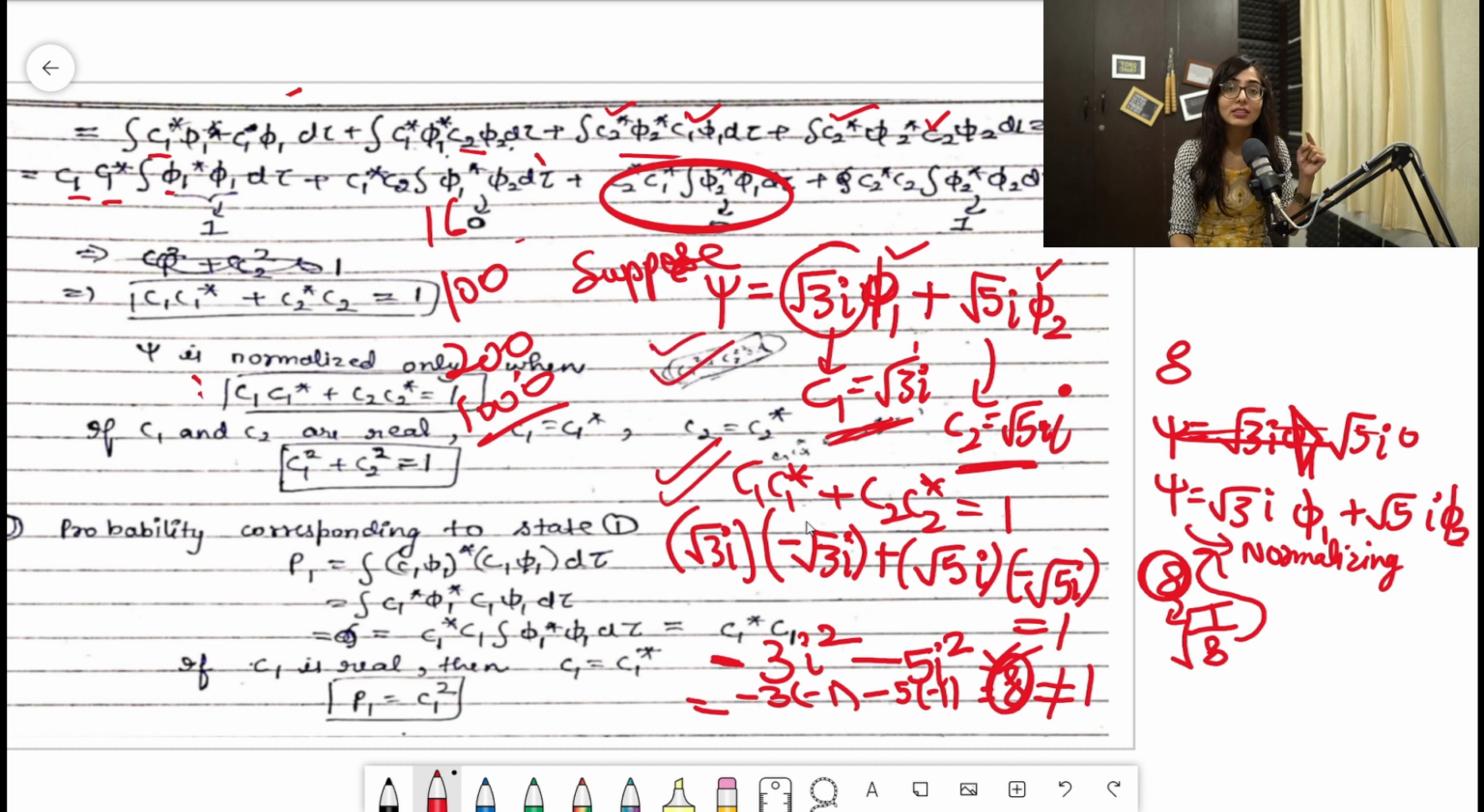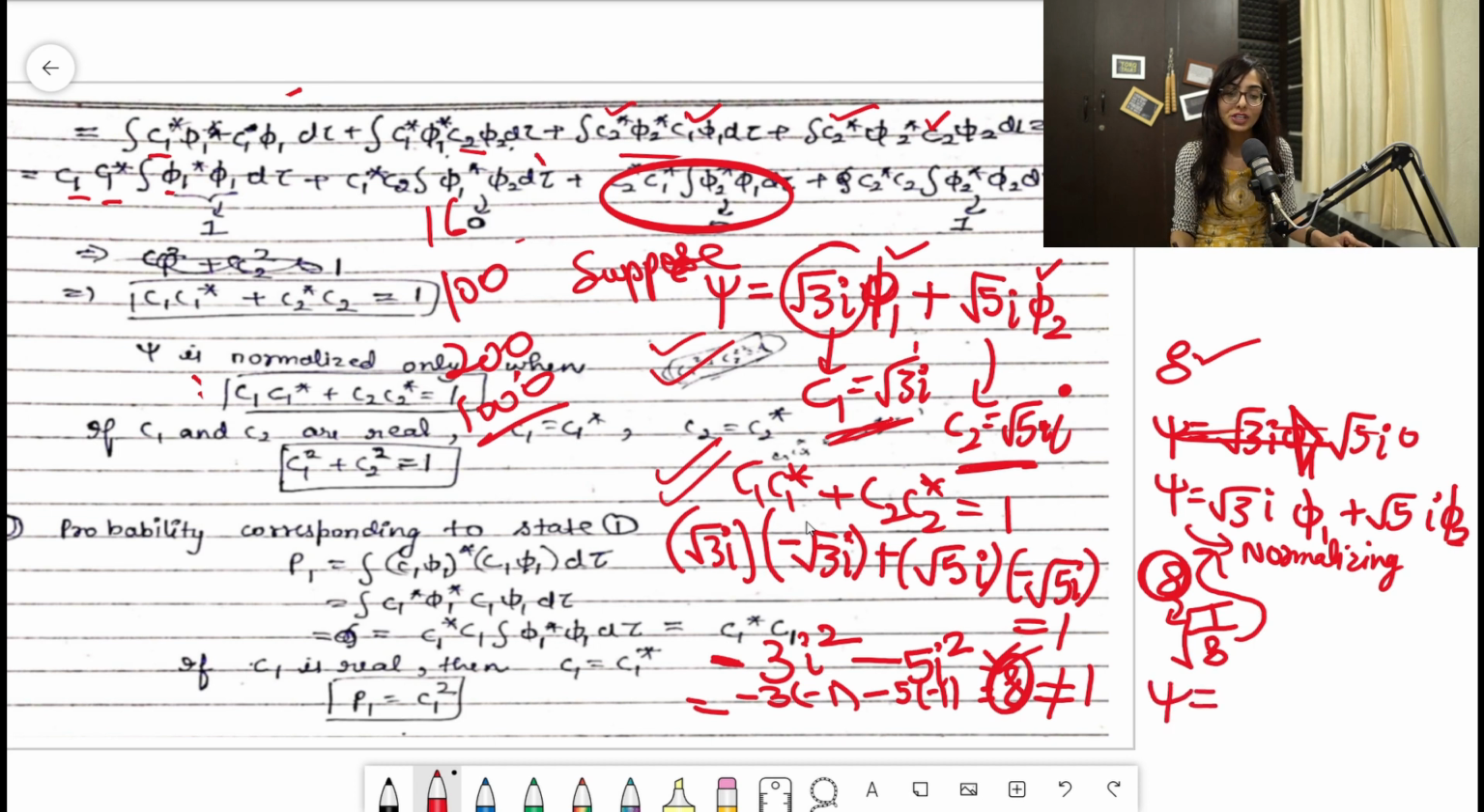Just set this thing in your mind, that you are going to check whether C1 into C1 star plus C2 into C2 star is equal to 1 or not. If it is 1, then it is well and good, and you can proceed further. Clear? But if it is not 1, so whatever number is there, suppose my number came 8, I will take its inverse, 1 by 8. Then I'll take the under root, then I'll multiply it, and only then proceed with my new equation.